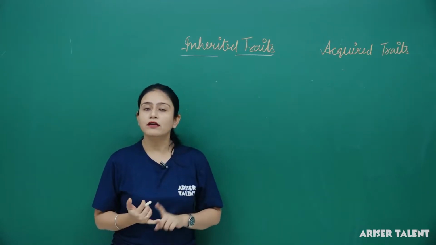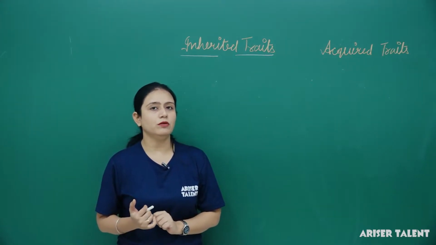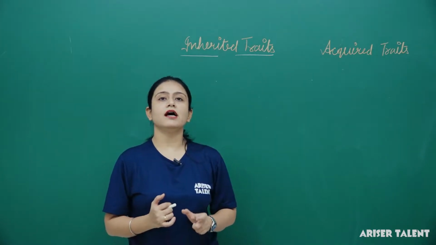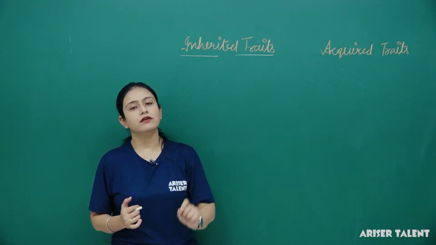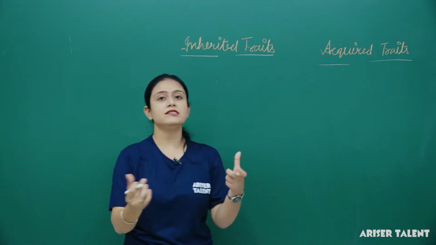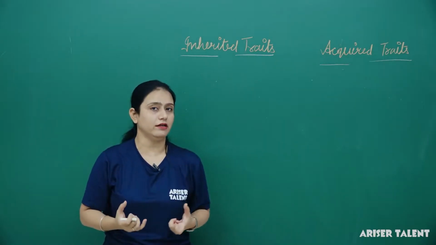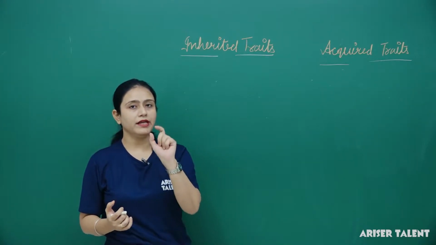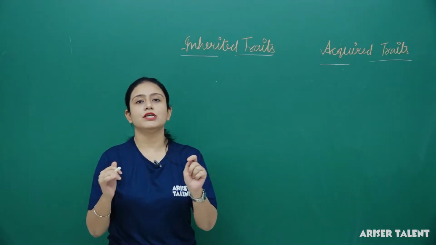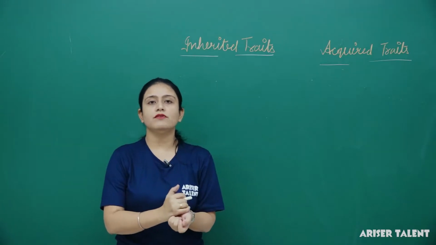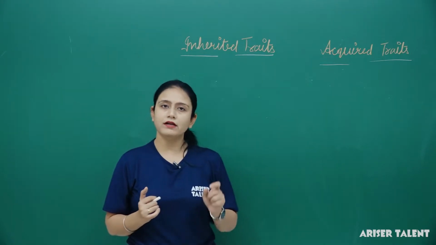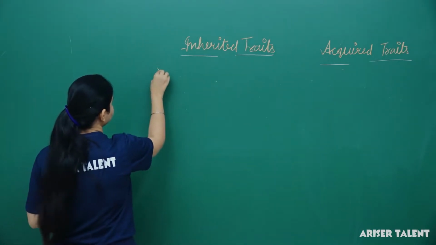These are inherited traits. For example, in human beings, their form of hair, color of eye, color of skin, all these are inherited traits. Clear? Now, if we talk about acquired traits, what are acquired traits? Acquired means something which is obtained or gained. So if an organism is gaining something from its environment, when variations are there because of changes in the environment or because of the use and disuse of organs, these traits are known as acquired traits. Clear?